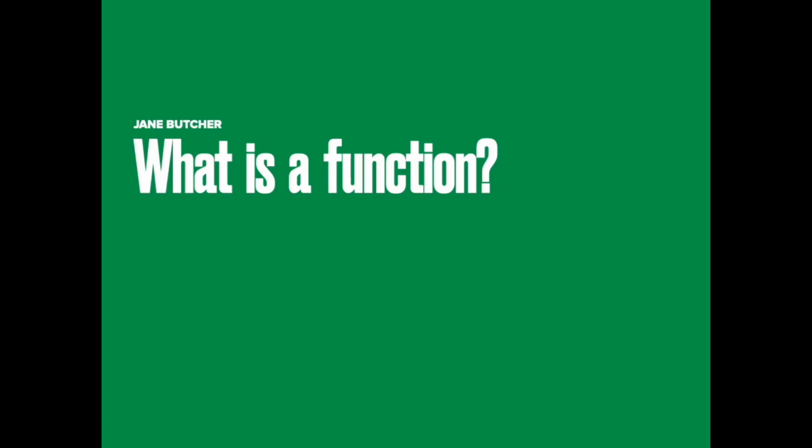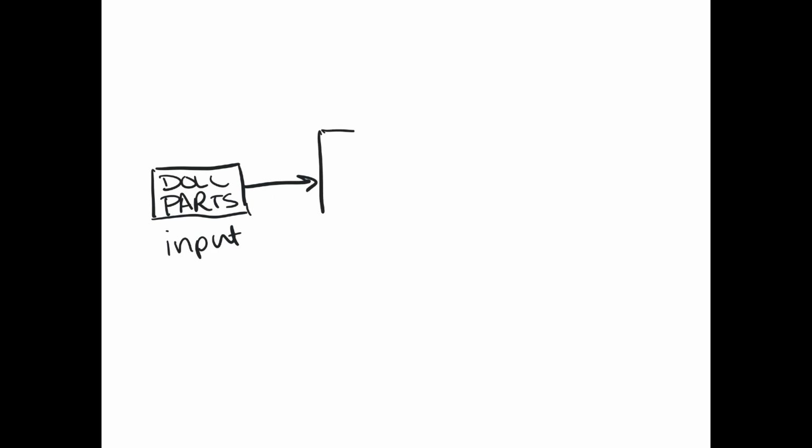Yeah, so we're going to talk about what a function is right now. And you want to think about this in terms of an input becoming an output. So here we've got some doll parts in a box, and we're going to call those the input to our process. Those doll parts go to some kind of doll factory, and that is going to be our function, the doll factory. Functions turn inputs into outputs.